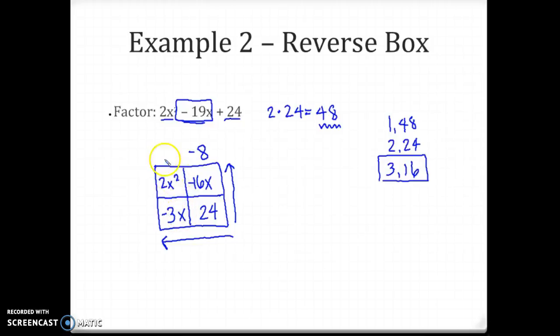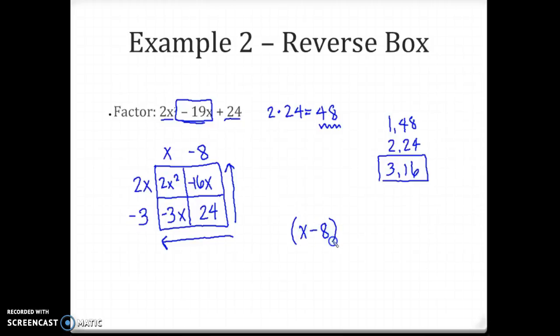2x squared and negative 3x: 2 and 3 don't have anything in common, so it's just an x. 2x squared and negative 16x would be a 2x. And negative 3x and 24 would be a 3. I'm going to keep it negative because that's what's on the outside, so I have a negative 3. These are now my binomials, so I'm just going to write them in my parentheses.